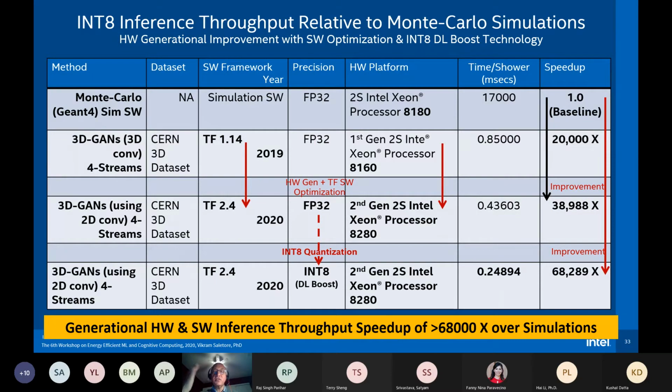I talked about the 20,000x, remember? And that was, of course, with TensorFlow, last year, TensorFlow 1.14. On the previous generation architecture, we optimized going to TensorFlow 2.4. We also moved to the second generation architecture on Xeon, and we get a bump of almost 2x. That gets us to about 38,000x improvement over the software. Quantizing gets another 1.9x improvement, so we actually get about 68,000x improvement over software.